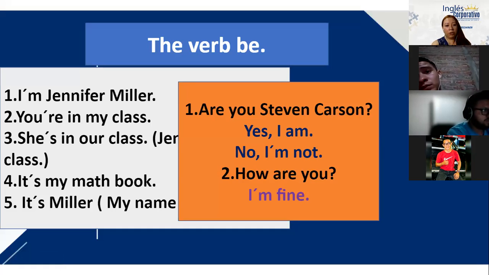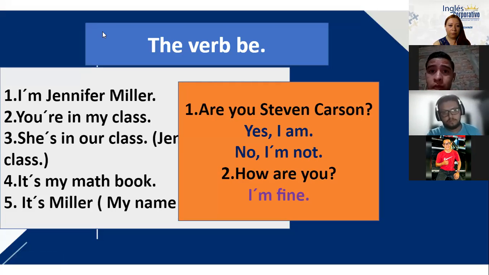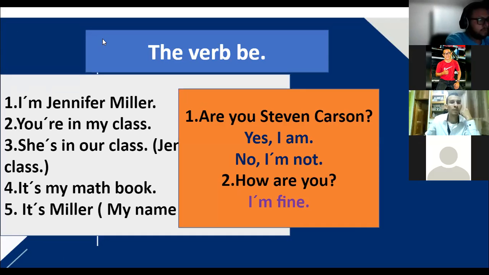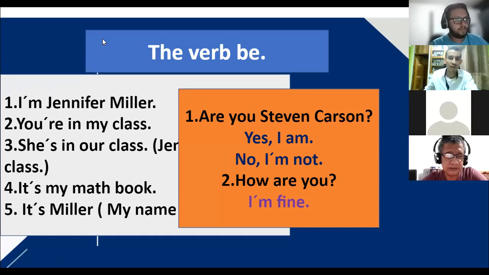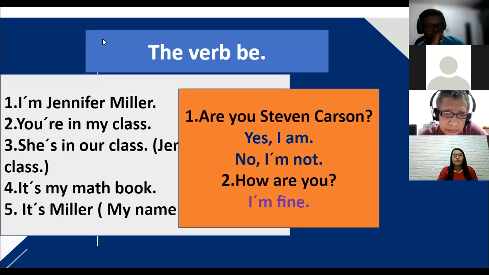Okay. I need volunteers. 5 volunteers para leer cada uno de los ejemplos, please. Okay, number one, Marco Hernandez, please. I am Jennifer Miller. Thank you. Salvador, number two. You're in my class. Perfect. Janet Guadalupe, please. Number three. He's in our class. Yes. Thank you. And next one, we have Ricardo, please, number four. It's my math book. Perfect. And we have Alfredo, please, number five.